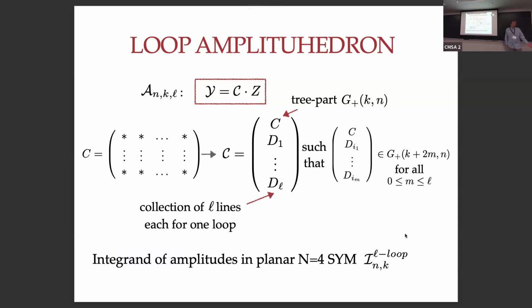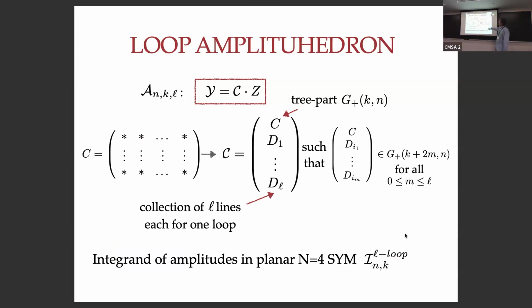The loop amplituhedron, calculating these loop integrands, has more structure. So in addition to this C matrix, the positive Grassmannian G+(k,n), you also have a collection of D matrices, and the D matrix is a line, so it's a 2 by n matrix defining a line. Each line corresponds to one loop momentum. So you have L of them if you go to L loops.